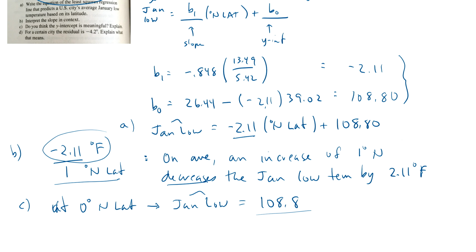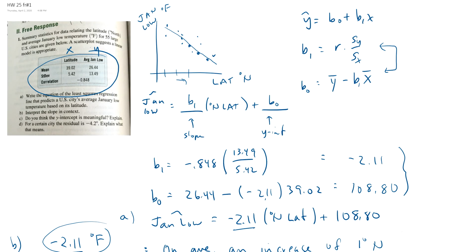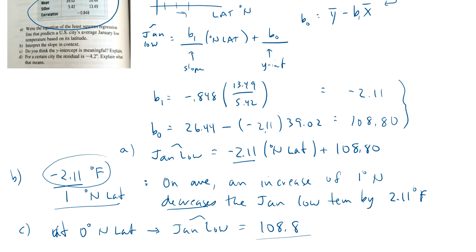Why does that not make sense? Because my data is here. If I were to keep on extending this line, at some point it's going to curve off, right? But for the data I have with my 55 cities, that's all this data down here, okay? So that doesn't make a whole lot of sense.